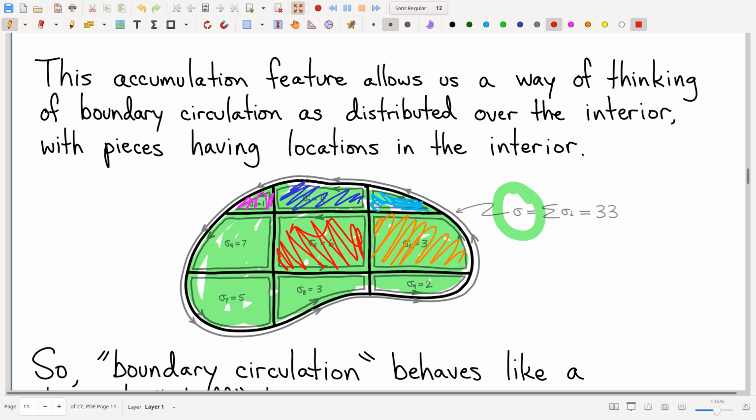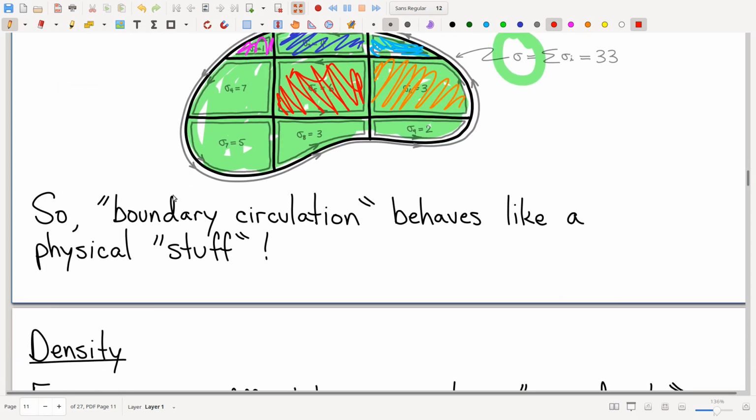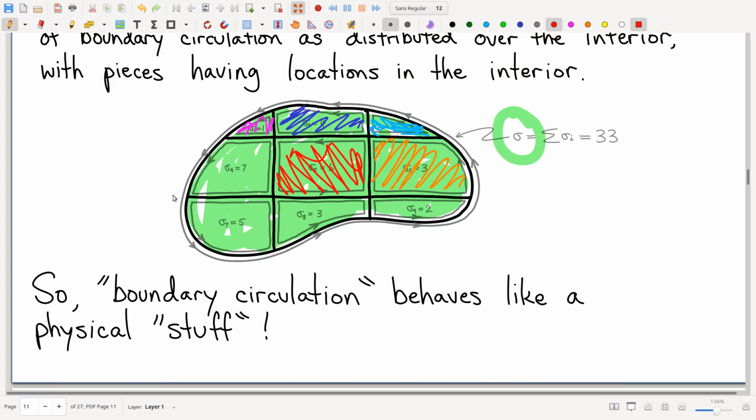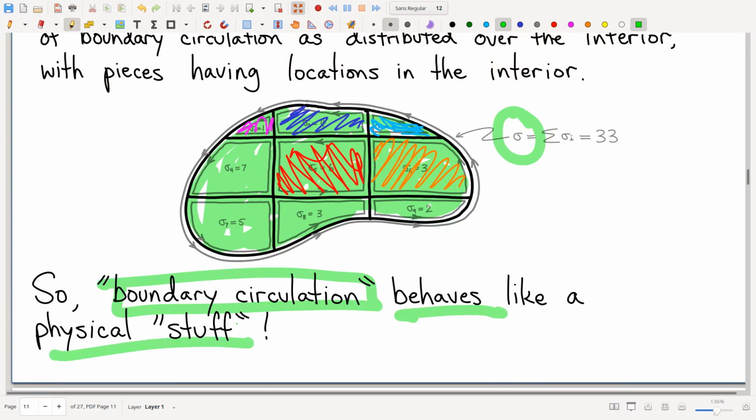Right? So, it's not that we're computing boundary circulation in the interior, it's that it behaves algebraically, arithmetically, as if it's actually something that's in the interior. So, anyway, it's a weird choice, but it's going to end up being a valuable way to think about it. So boundary circulation, the punchline is, boundary circulation behaves like stuff.